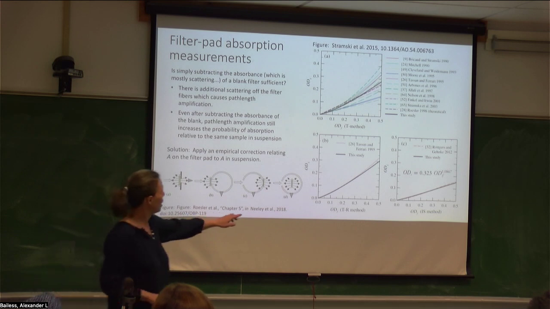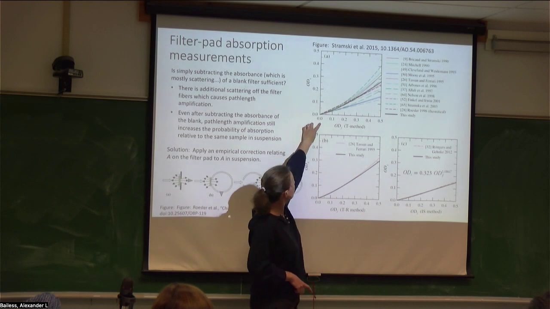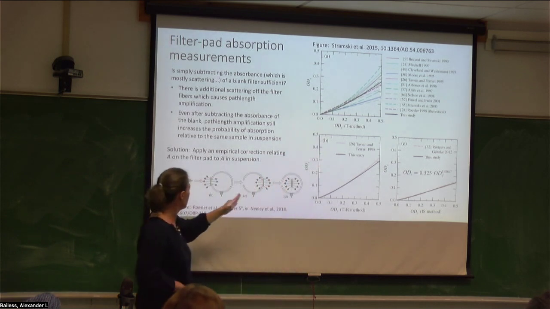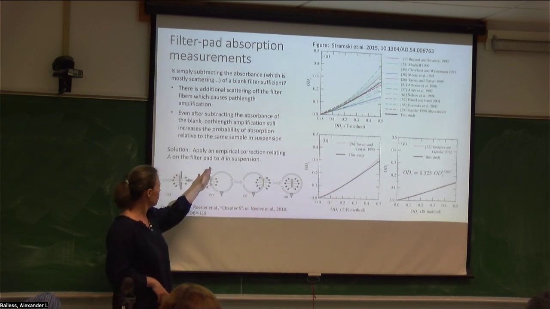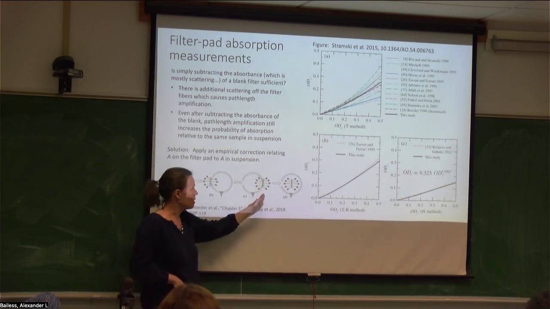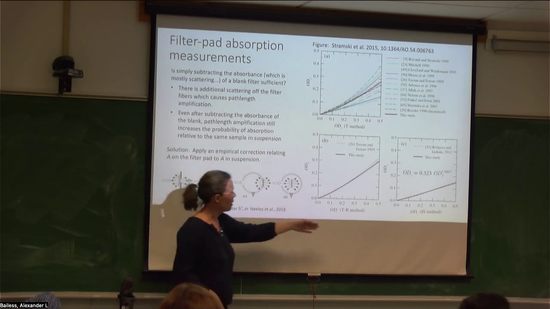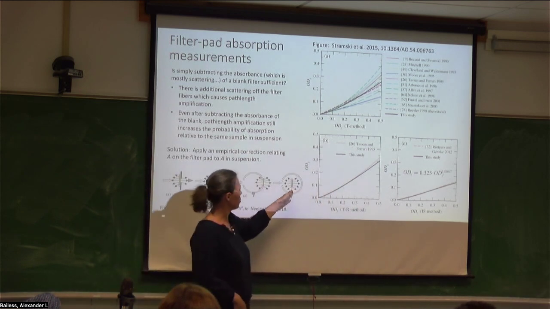The two figures on the, so the T method up here is if you just put the filter at the entrance. The TR method is if you take the same filter, you measure it here and you measure it here. And then the IS method is putting the filter inside the sphere.